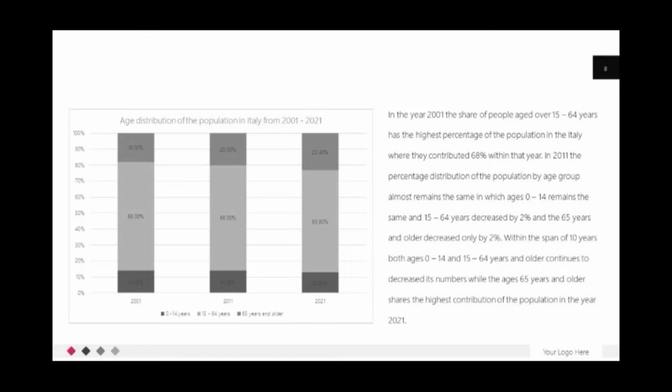During the year 2021, statistics suggest that within the span of 10 years, ages 0 to 14 has been constant with their contribution in terms of population, and 15 to 64 years continues to decrease its number by 2%, but still they share the highest contribution of the population in the year 2021, while the ages 65 years and older is constantly increasing.